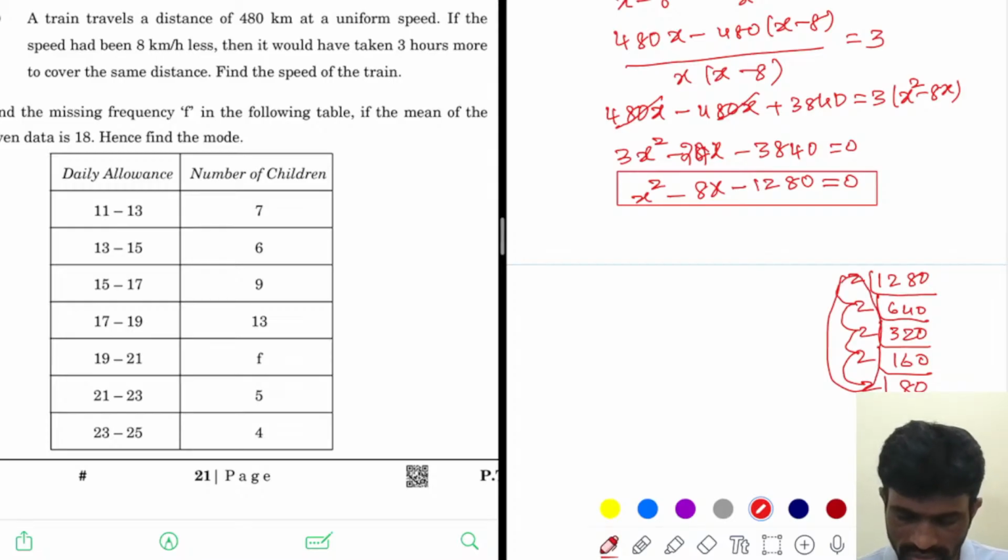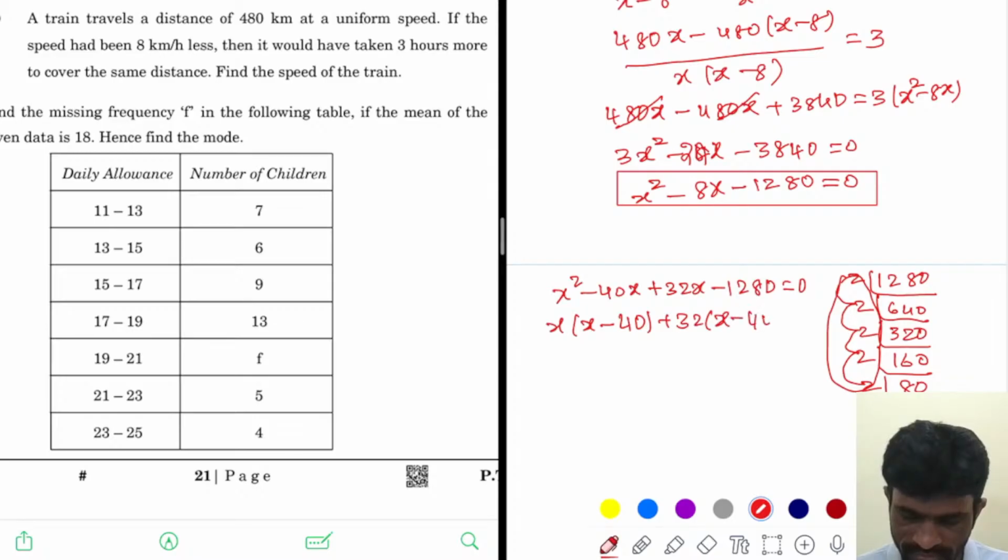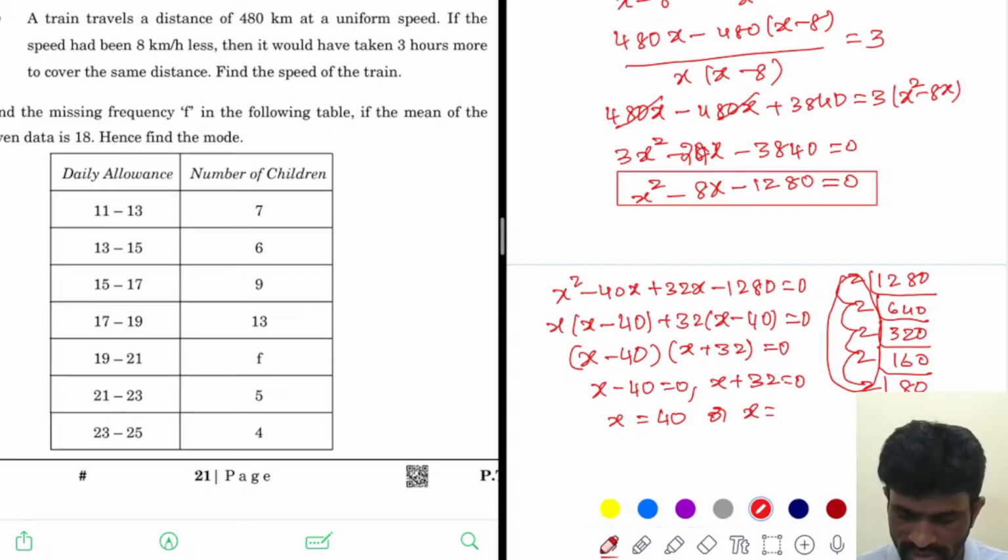40 minus 32 is 8. So our factorization is going to be x square minus 40x plus 32x minus 1280 is equal to 0. Now x common, x minus 40, plus 32 common, again x minus 40, is equal to 0. So x minus 40 into x plus 32 is equal to 0. So x minus 40 is equal to 0 or x plus 32 is equal to 0. So x is equal to 40 or x is equal to minus 32.